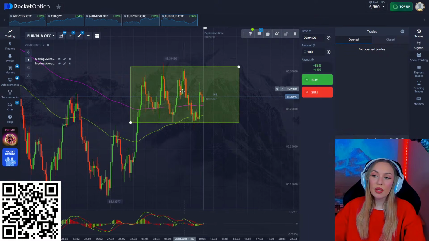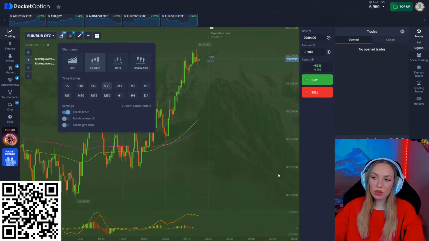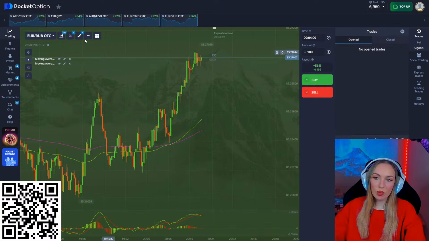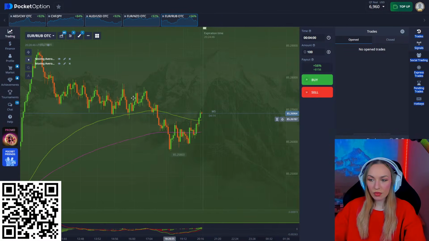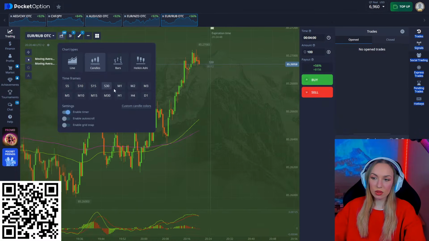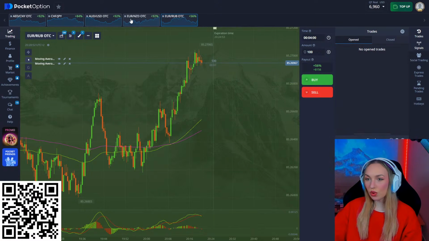It can go up and it can go down, but I can feel that it will go up, to tell the truth. I think on Euro Ruble it's better to open the trades in the upward direction right now. But I don't see any signals to open the trade in the upward direction, only in the downward, which I don't want to open.